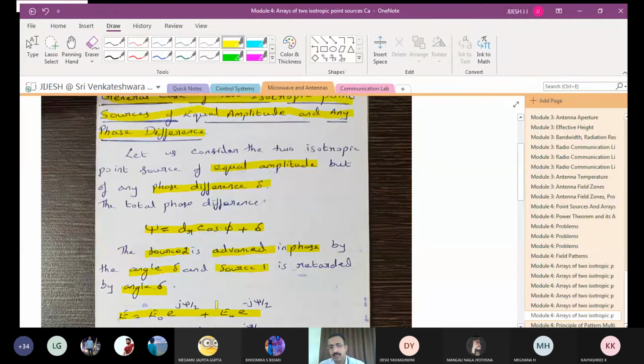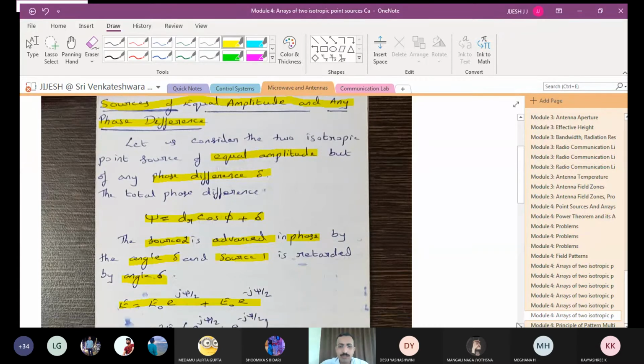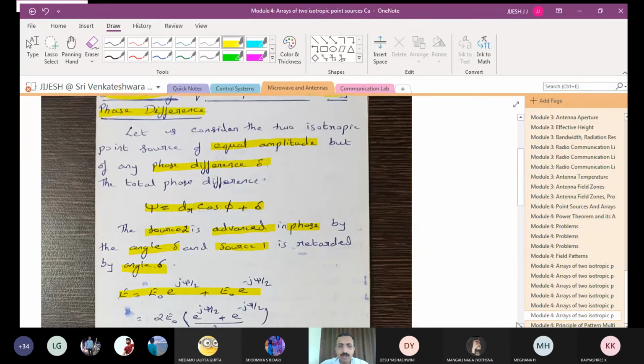So first, before doing that, we are going to get E is equal to E naught e to the power of j psi by 2 plus E naught e to the power of minus j psi by 2. Let us take the common terms as we have been doing before. I am going to take 2 E naught as common outside, and we get e to the power of j psi by 2 plus e to the power of minus j psi by 2 divided by 2. So that is what you are going to get for E.